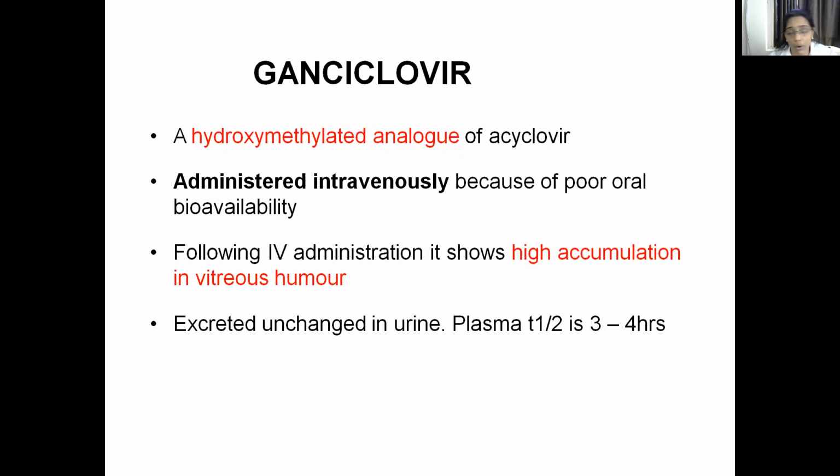Oral bioavailability is very less, so it is administered intravenously. So this oral route of administration can be preserved to prevent relapse. So you can give it to prevent relapse after the actual infection has been suppressed. Then following IV administration, where does it show higher accumulation? It accumulates higher in the vitreous humor. It is excreted unchanged in the urine, and plasma half-life is 3 to 4 hours.